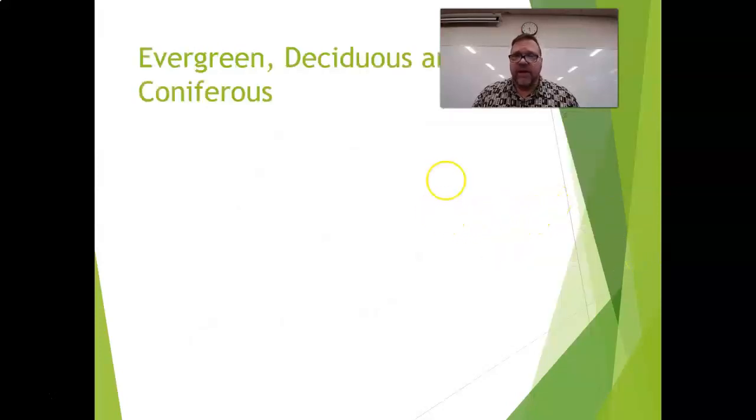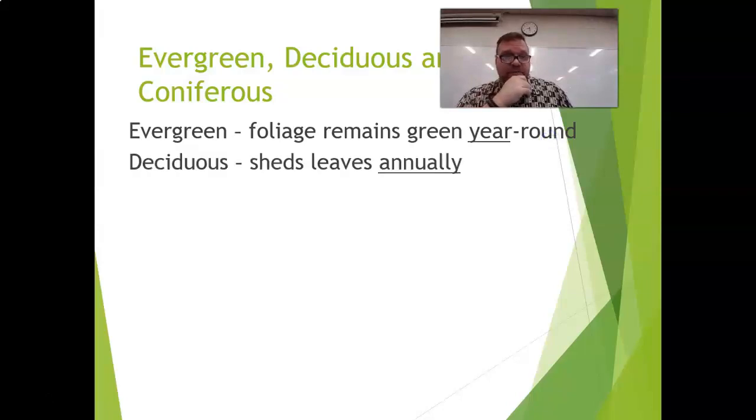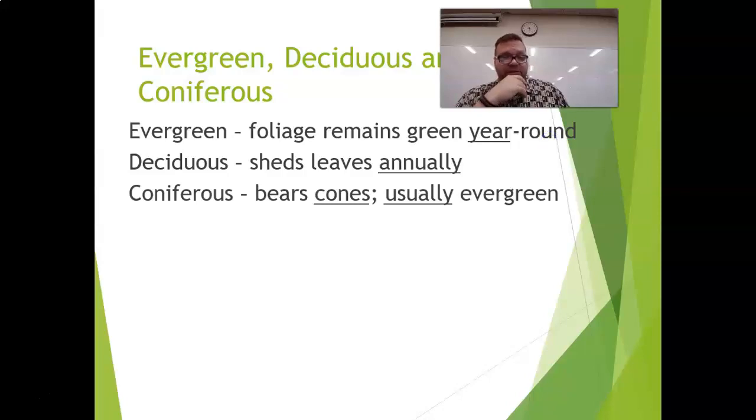Okay, let's talk about evergreen, deciduous, and coniferous plants. What is the difference? Evergreen, foliage remains green year-round. Deciduous, these are leaves that shed in the fall. They shed their leaves annually in the fall, so whenever a tree's leaves change colors in the fall and then all the leaves fall off, it's deciduous. And coniferous, they bear cones. Usually they're evergreens, not always, but usually they're evergreens.